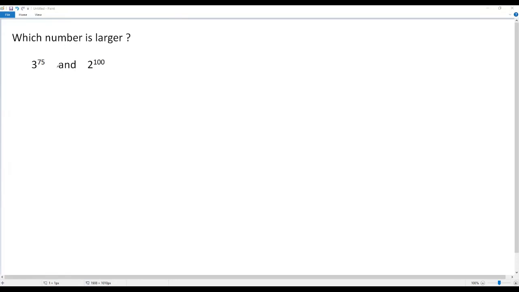Which number is larger? Here we have two powers, 3 to the power of 75 and 2 to the power of 100, and we have to find the one which is larger. Okay, to get the larger number, what we need to do is that we have to get the same exponent for both the powers over here.